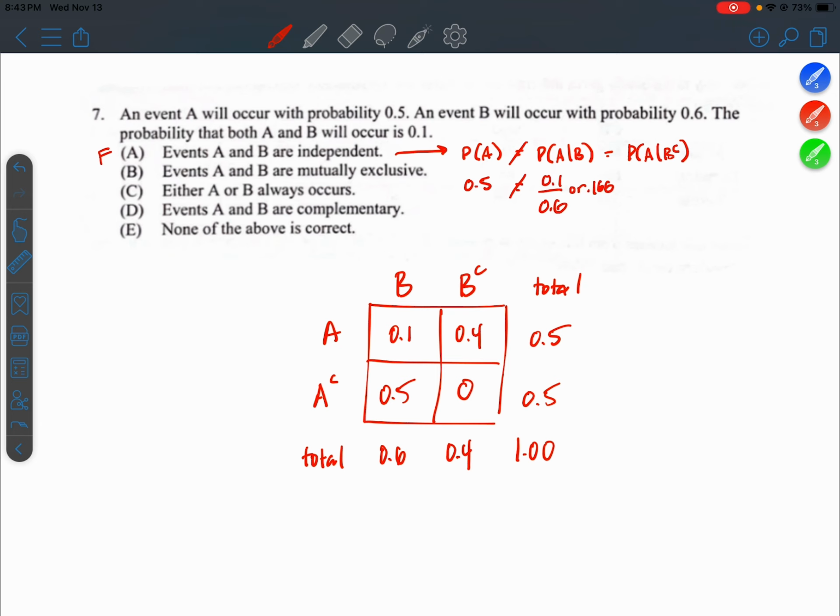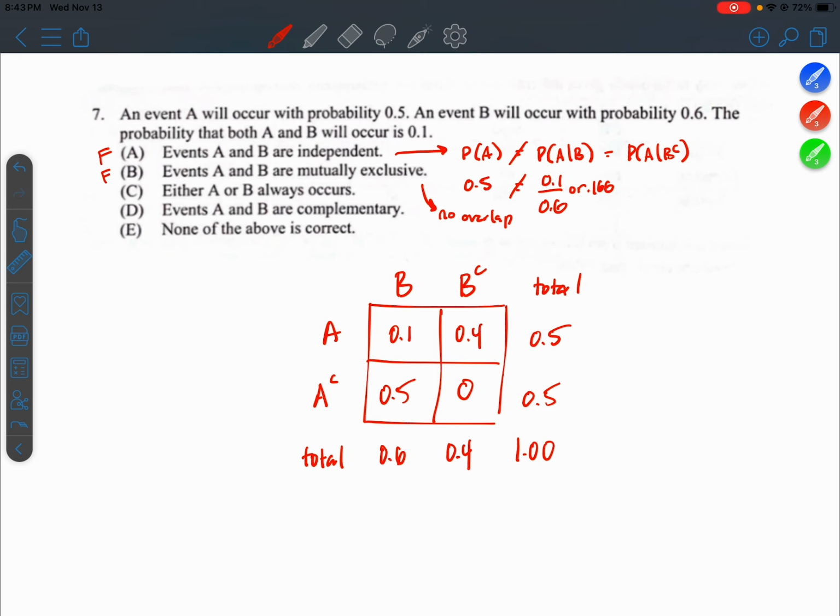Choice B, events A and B are mutually exclusive. Mutually exclusive means there's no overlap. But when we look at event A and event B, we see that there is some overlap. 10% of the outcomes are in the overlap. So statement B is false.